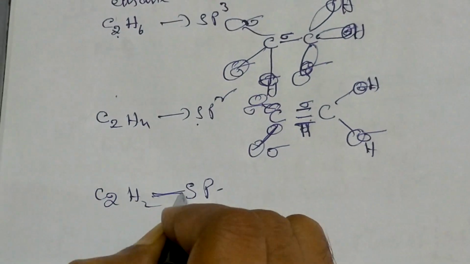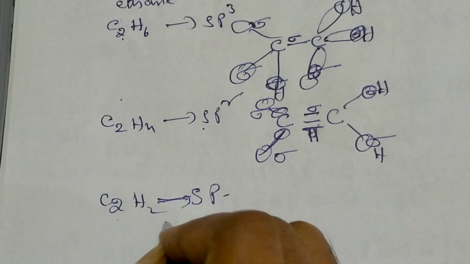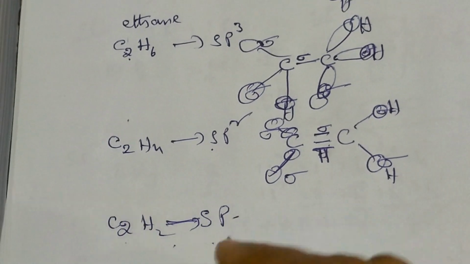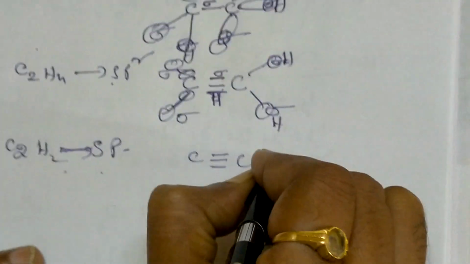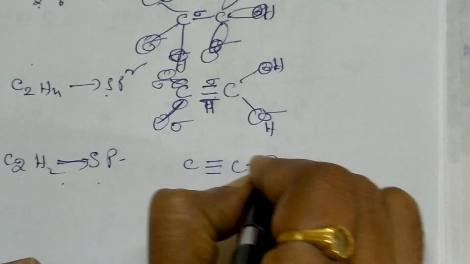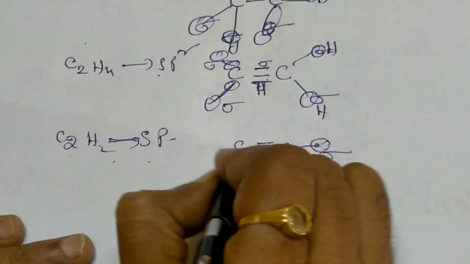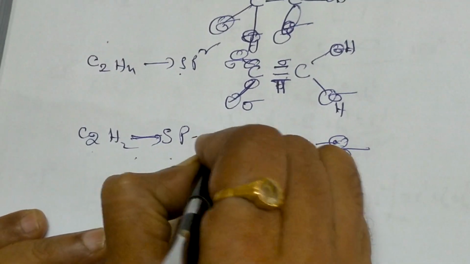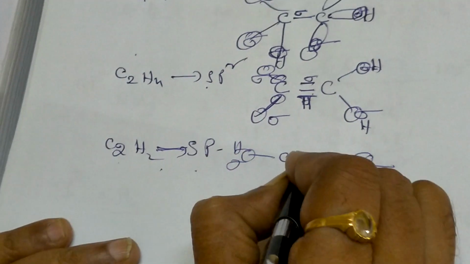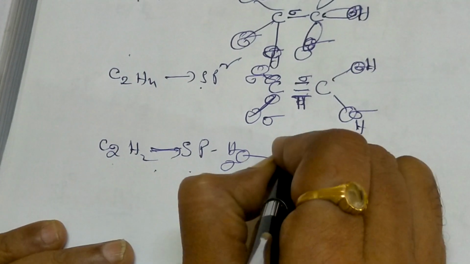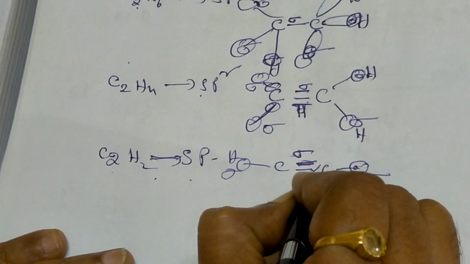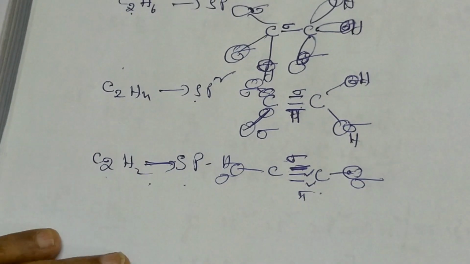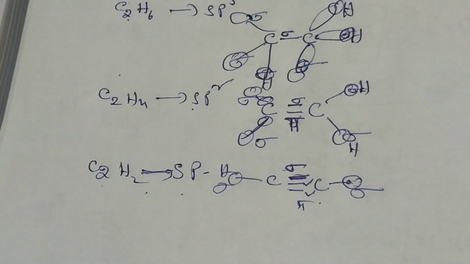Here, one 1p orbital is forming. So what is happening? C triple bond C, with one hydrogen sigma bond on each side, hydrogen sigma bond to carbon. But here there is only one sigma bond between C and C, and the other two are pi bonds. This is sp hybridization.